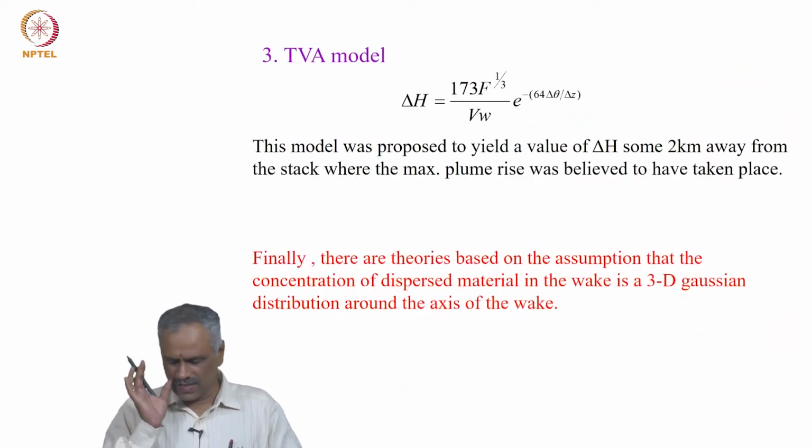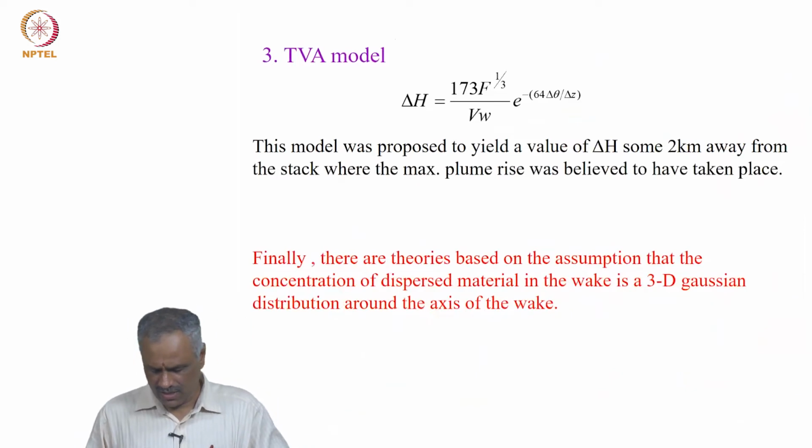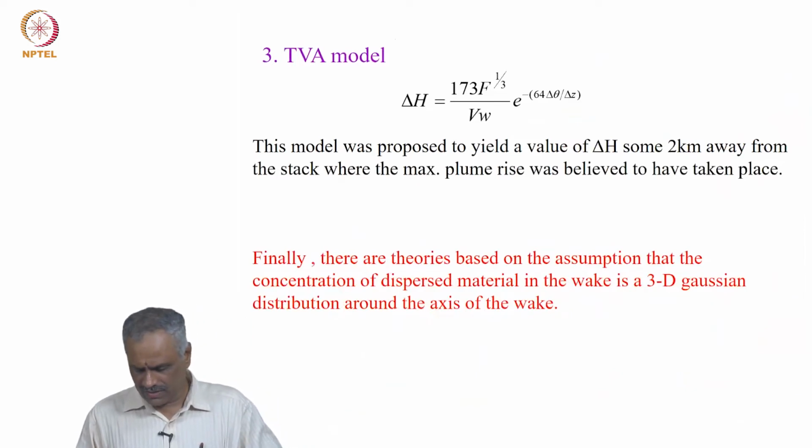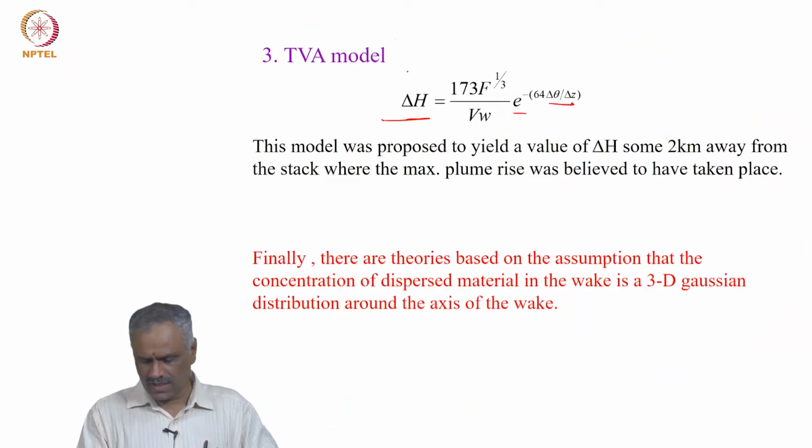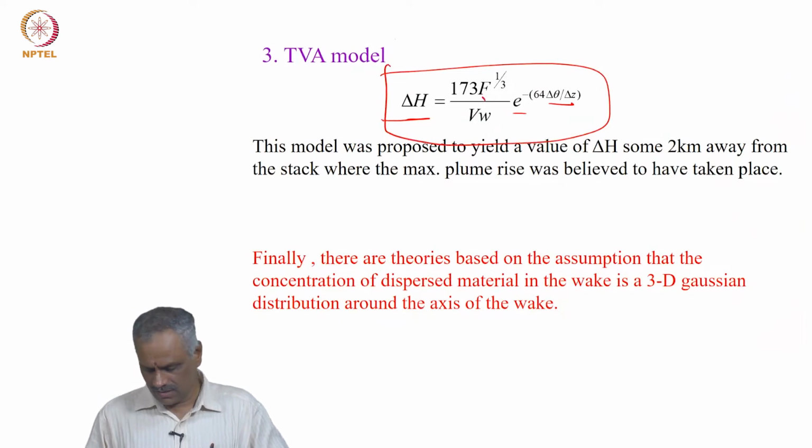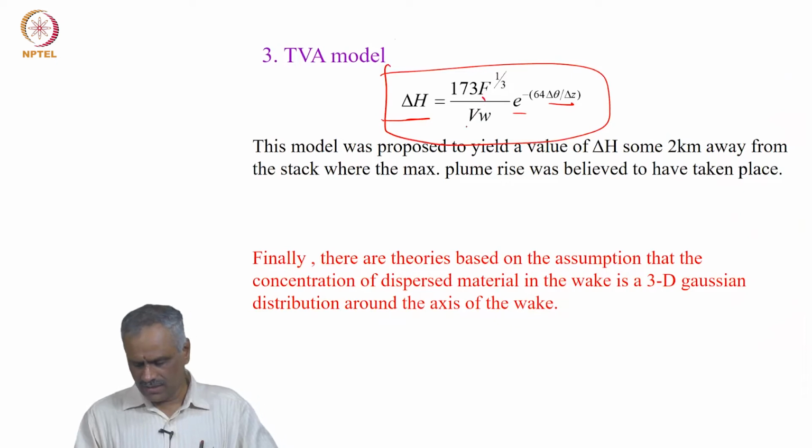There is another relation which is given by the TVA model. These are mainly meant for finding out the dispersion, mainly to find delta H. This delta H is equal to 173 F to the power of this flux here, and e to the power of this stability parameter, delta theta by delta z. So this is a temperature variation, and this is the equation which depends on the flux, momentum flux or buoyancy flux, by wind velocity.